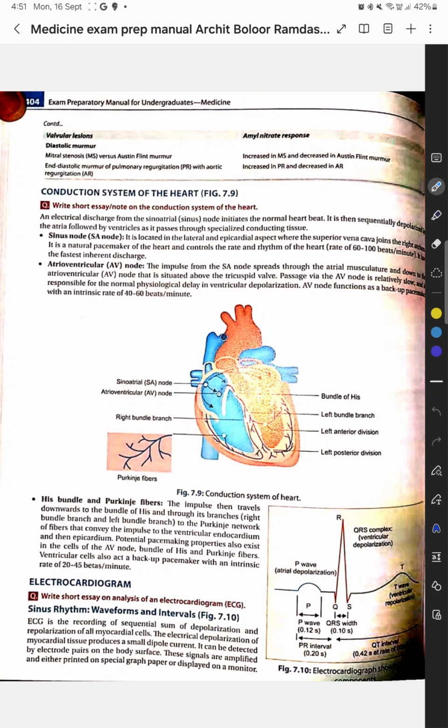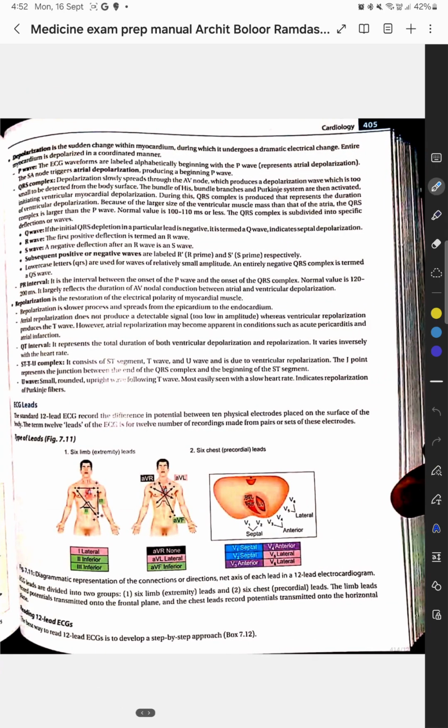ECG is the recording of sequential sums of depolarization and repolarization of all myocardial cells. The electrical depolarization of myocardial tissue produces a small dipole current. It can be detected by electrode pairs on the body surface. These signals are amplified and either printed on special graph paper or displayed on a monitor.